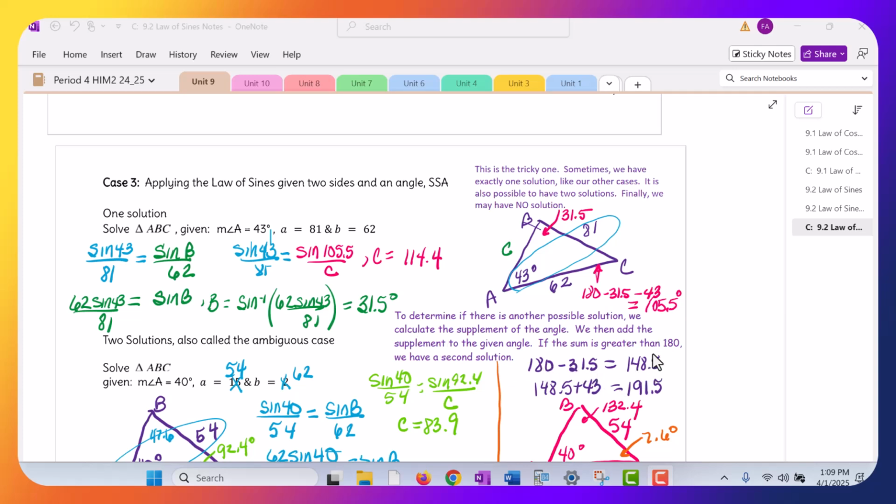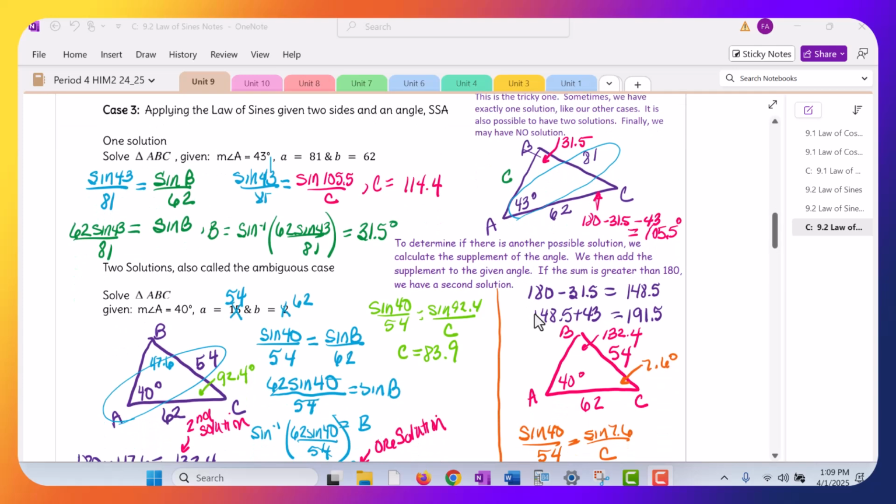Then we take that obtuse partner, the supplement to that acute angle, and add it to the angle that we were provided in the problem. And now I get something that's greater than 180 degrees. And I'm like, no way. This is the one and only solution. So then we figure out the remainder by finding angle C, which is 105.5, and then we make a ratio with that and we solve that ratio.